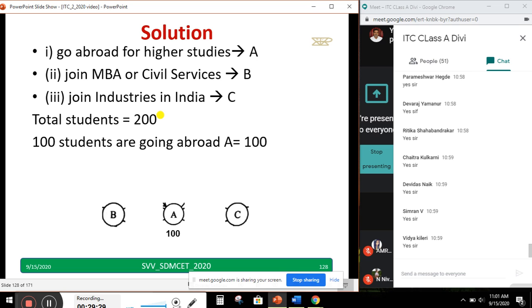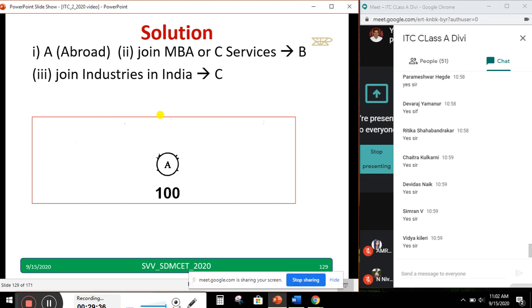So, try to understand this. Hope up to this all of you are following. So, let us take the next. Abroad is A, joining MBA or civil services is B, joining industry is C. So now, a total of 100 are there abroad. Next, what he has given: 50 were reported going abroad next year. It means how much percentage I have to write in terms of probability. So, 50 were reported going abroad next year. Total now existing are 100. 50 are going. What is the probability?